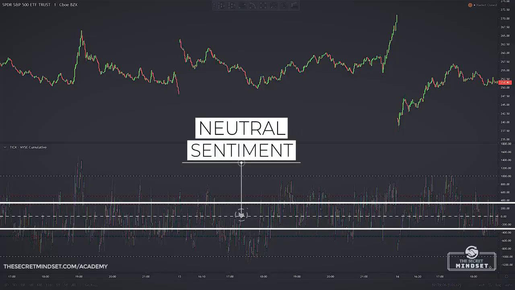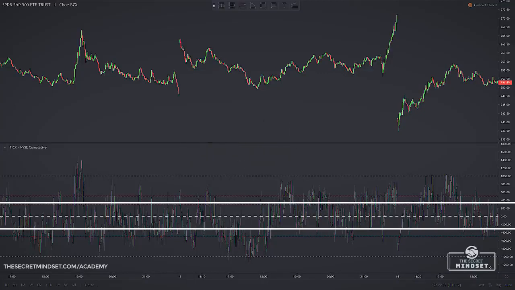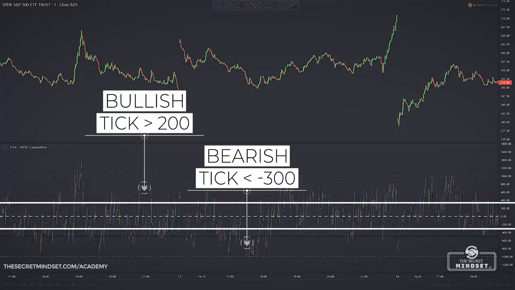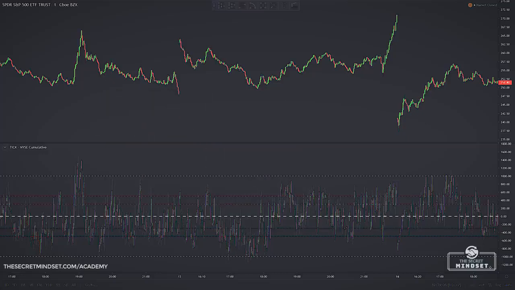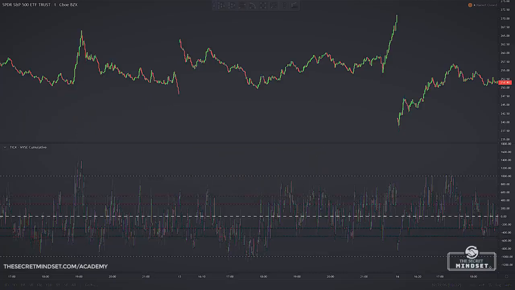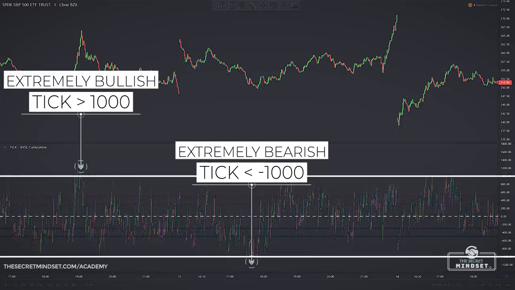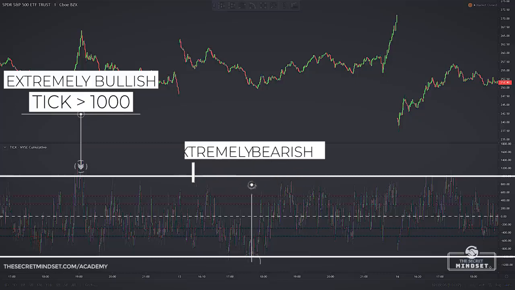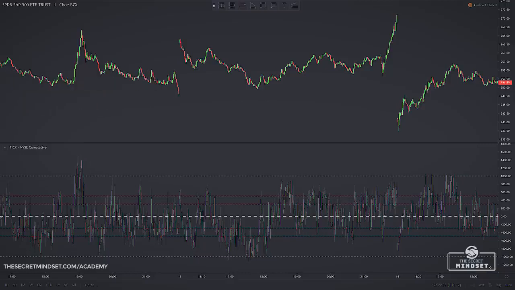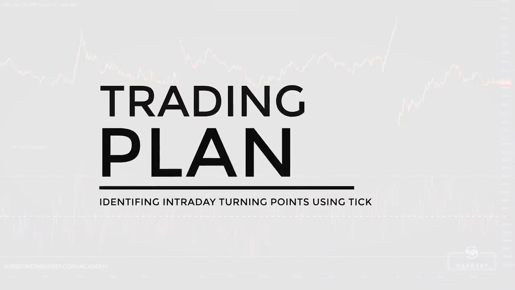Tick index value between plus 200 and minus 300 indicates a neutral market sentiment. Bullish is when values become higher than 200, and bearish when it's lower than minus 300. Very bullish is when its value is higher than 500, and very bearish when it's lower than minus 500. And tick values higher than 1000 and lower than minus 1000 indicate extreme conditions, and the reversal or correction of the market is likely. When confirmed with other tools, tick readings can be used to identify intraday turning points.